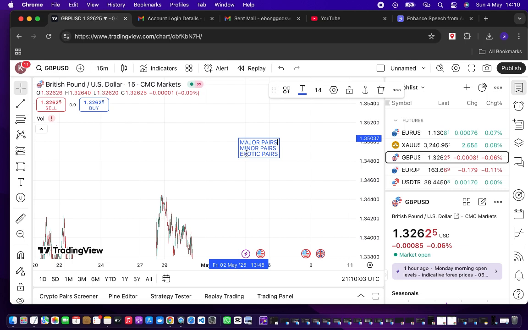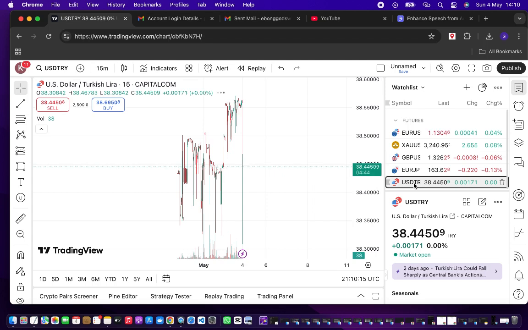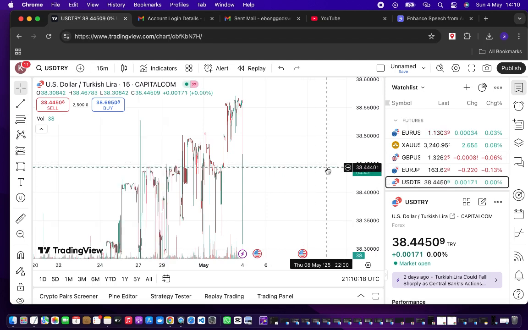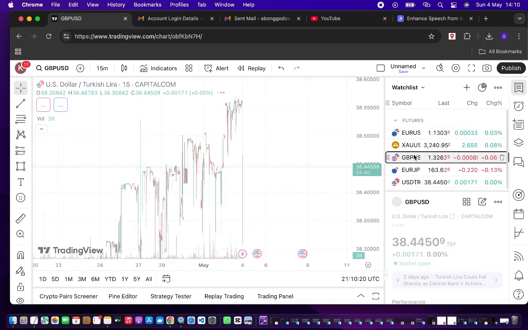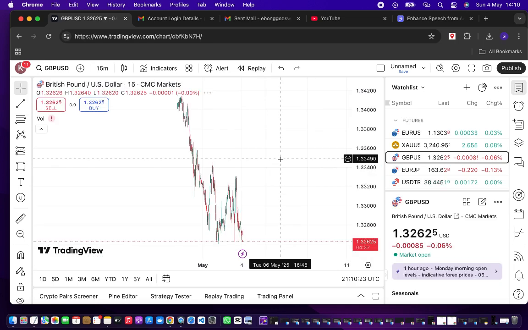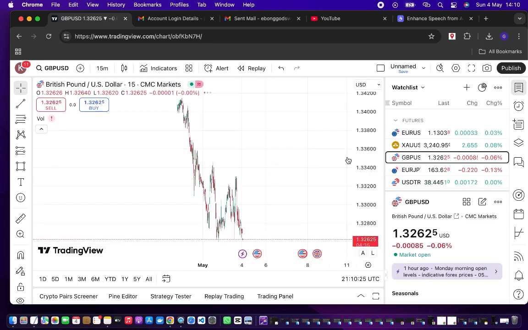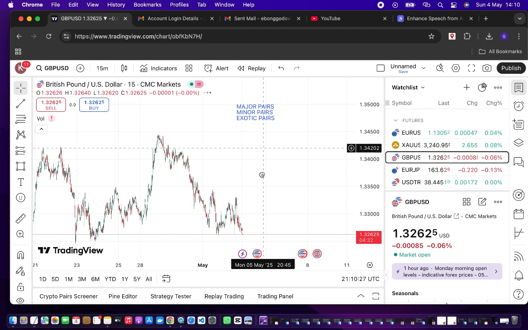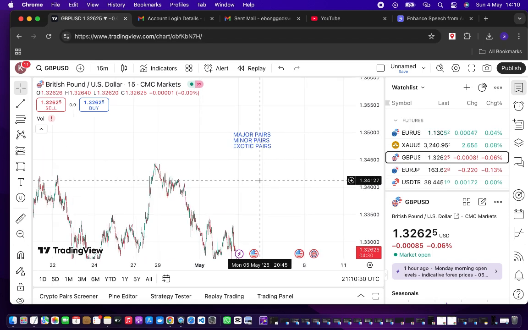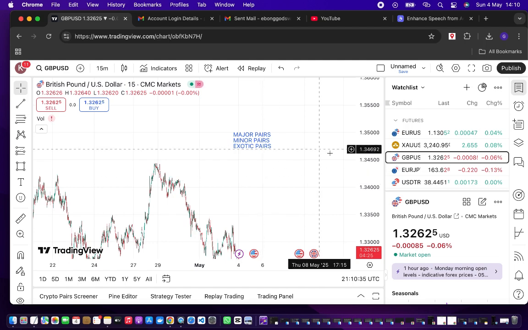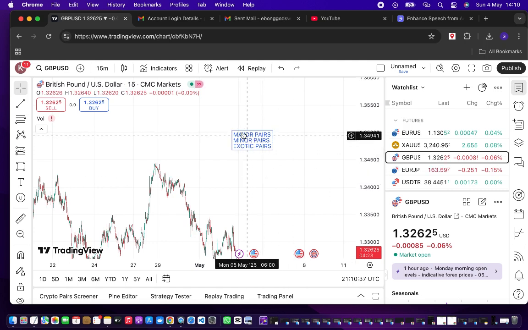And finally, we have exotic pairs, and these are pairs that involve currencies from a major country and a developing country. And right here, USD/TRY, the Turkish lira, is an example of an exotic pair. So that's about it for the kinds of currency pairs we have on the Forex markets. All right, let's head over to the main part of this video, how to calculate pips in Forex. So we'll begin with how we calculate pips in major pairs.